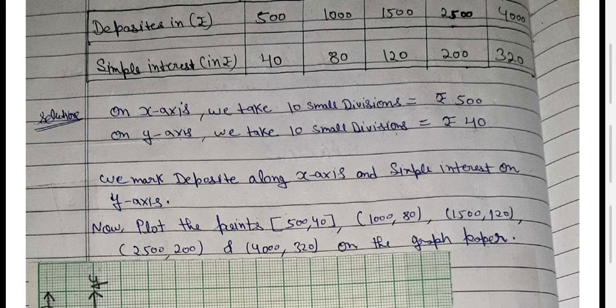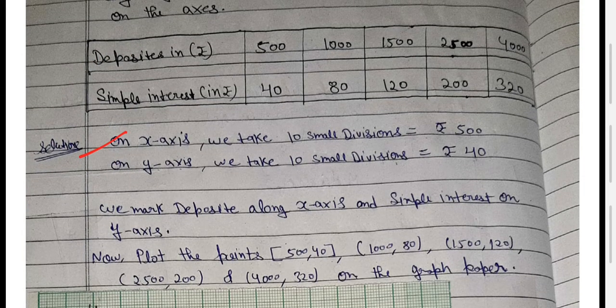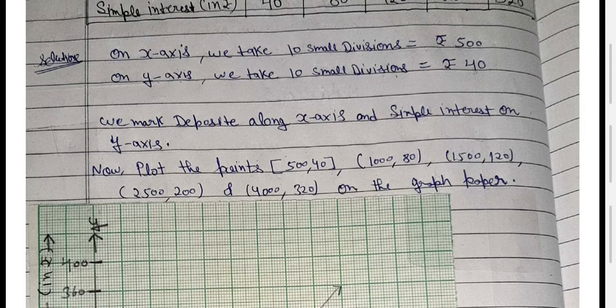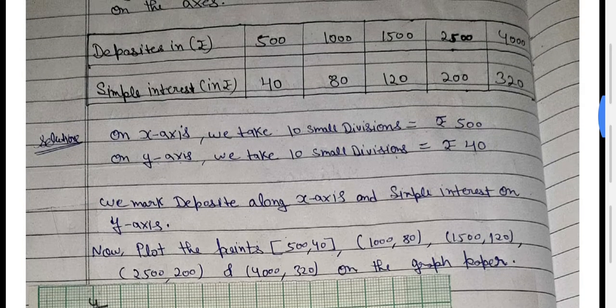So on the x-axis we take 10 small divisions. 10 small divisions means this: if you take this one box, in this one box 10 small lines are there. So this is known as 10 small divisions. On the x-axis, take the values starting like that: 500, 1000, 1500, and so on. So these are just the gaps. There is a gap of 500.